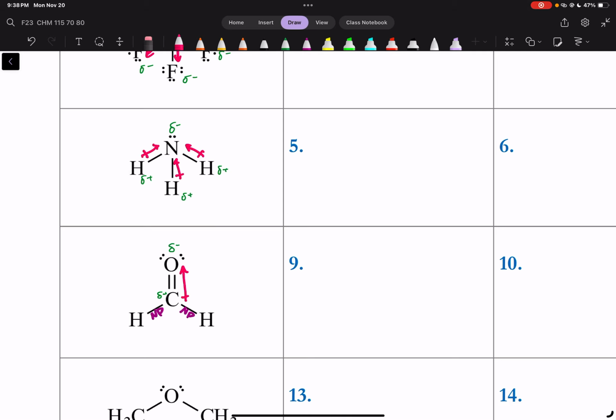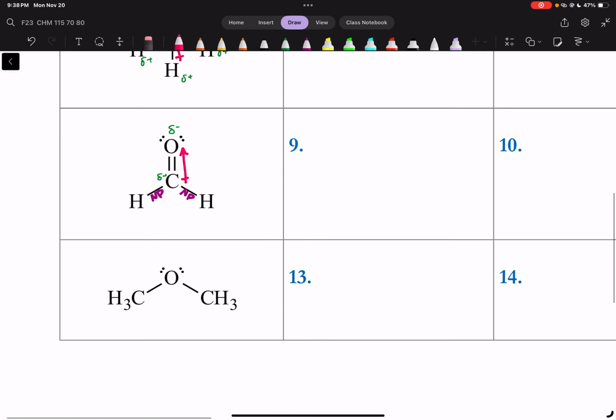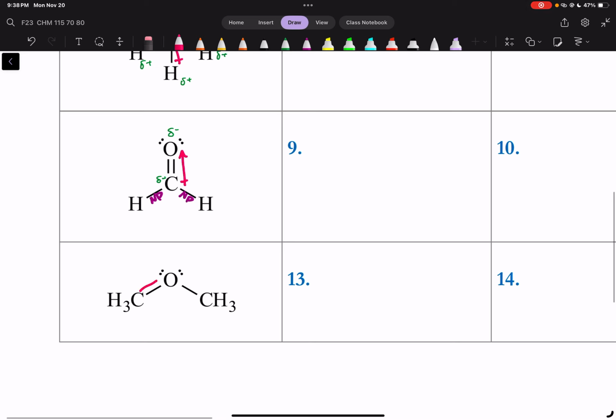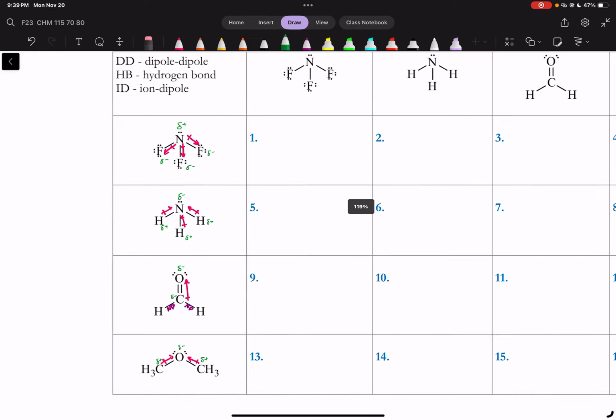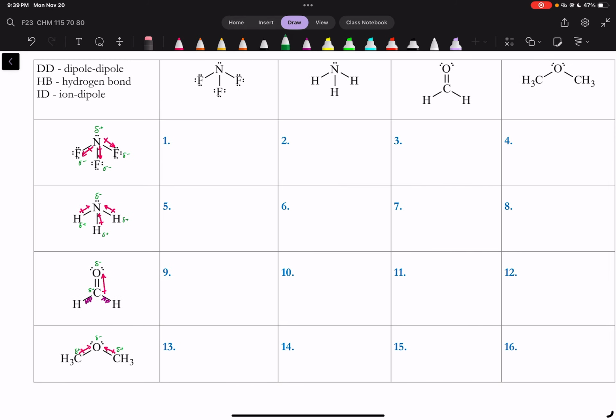And then moving along to dimethyl ether here. Oxygen is more electronegative than carbon. And so we see that there's going to be a little bit of a positive charge on the carbons and a little negative charge on the oxygen. And so now we're going to go through each of these and see how they're going to interact with each other. And so we want to identify, is there going to be dipole-dipole, hydrogen bonding, ion dipole, or, well, I didn't write it on here, but London dispersion forces.